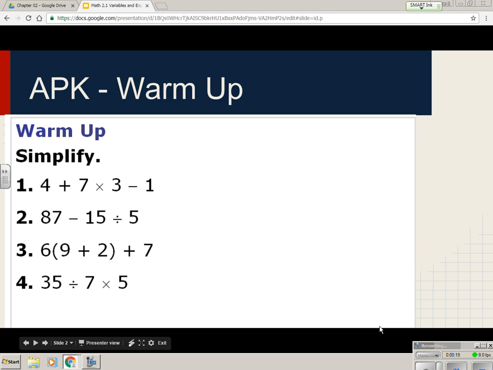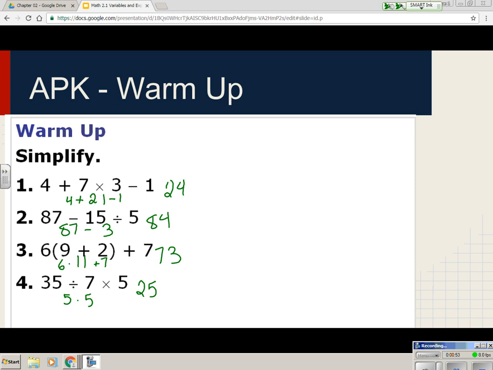Alright, here's your warm-up, a little order of operations practice. Now something we haven't really looked at yet, just to make an identification to you. Number 3, you see it says 6 parentheses 9 plus 2 plus 7. Whenever you see a number right next to the parentheses, that means multiplication. So make sure that you know that this is 6 times the quantity 9 plus 2, plus 7. Good luck, and come back when you are ready to show me that you know your order of operations.